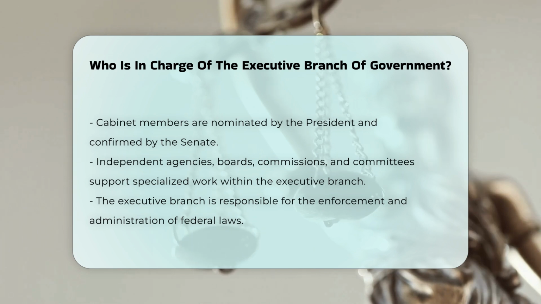Enforcement and administration. The executive branch, through its various components, is responsible for enforcing the laws of the land. This includes the administration of federal laws by the cabinet departments and independent agencies, such as the Department of Health and Human Services, the Department of Defense, and the Environmental Protection Agency.